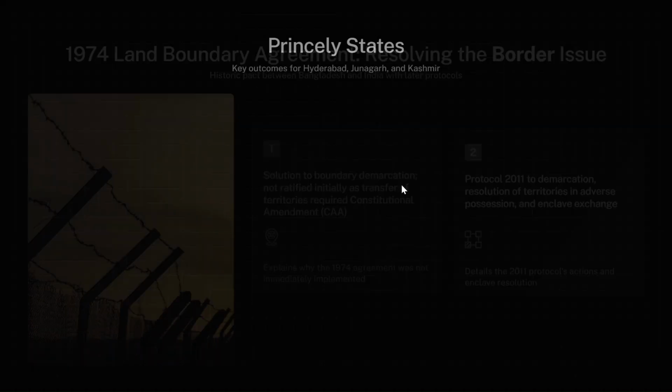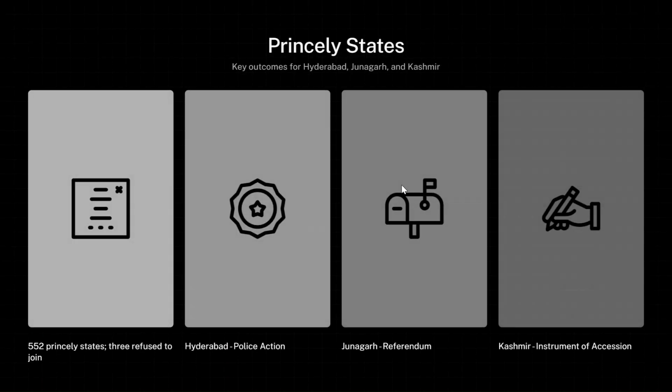Now we move on to the princely states and the actions taken to integrate them. Hyderabad was integrated via a police action and Junagadh through a referendum and Kashmir through instrument of accession.